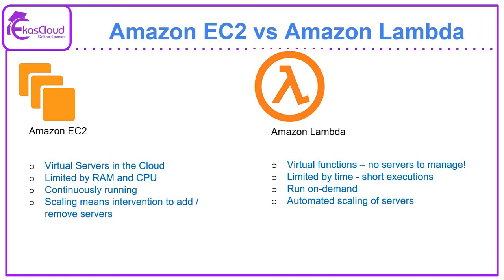Also, for EC2, your resources will be continuously running, but on Lambda, your resources are provisioned on demand. Scaling on EC2 means you need to add or remove servers. So you've got some intervention for this process. But with Lambda, it's quite automated. So you don't have any interaction with scaling your servers up or down.